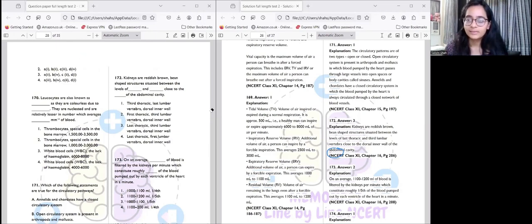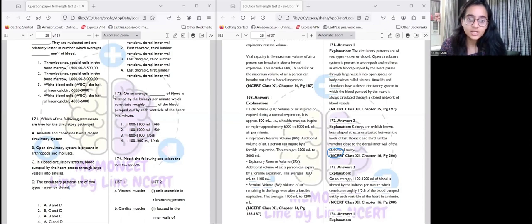Okay, so T12 to L3, right? And close to the dorsal inner wall of the abdominal cavity. So what is it close to? It's close to the dorsal inner wall. Obviously, it's not on our stomach, right? It's behind. It's situated posteriorly. So it's to the dorsal inner wall of the abdominal cavity. So the answer is 3. Next question.